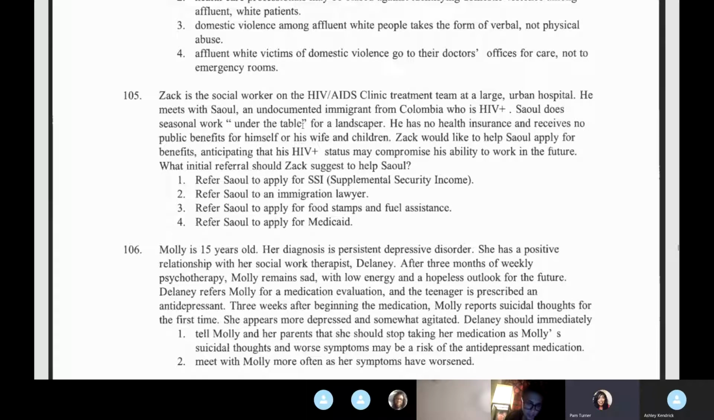Okay, 105. Zach is a social worker at the HIV/AIDS treatment clinic at a large urban hospital. He meets with Saul, an undocumented immigrant from Colombia who is HIV positive. Saul does seasonal work under the table for a landscaper. He has no health insurance and receives no public benefits for himself, his wife, or his children. Zach would like to help Saul apply for benefits, anticipating that his HIV status may compromise his ability to work in the future. What initial referral should Zach suggest to Saul?